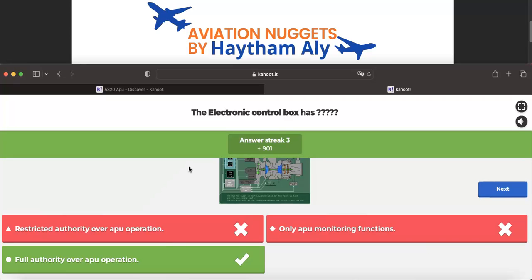If the APU was only being used for electrical power, for example, it will shut down immediately. But if the APU is being used to supply the aircraft with bleed air or bleed source, it will take some time to cool down.